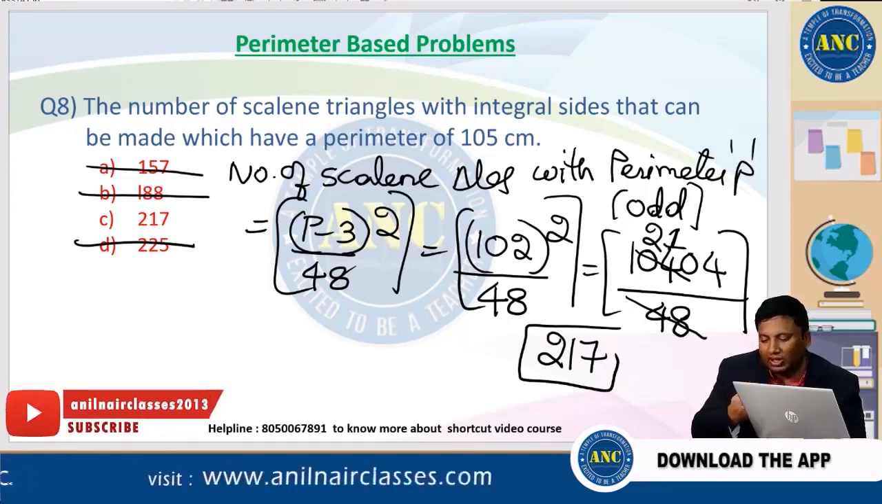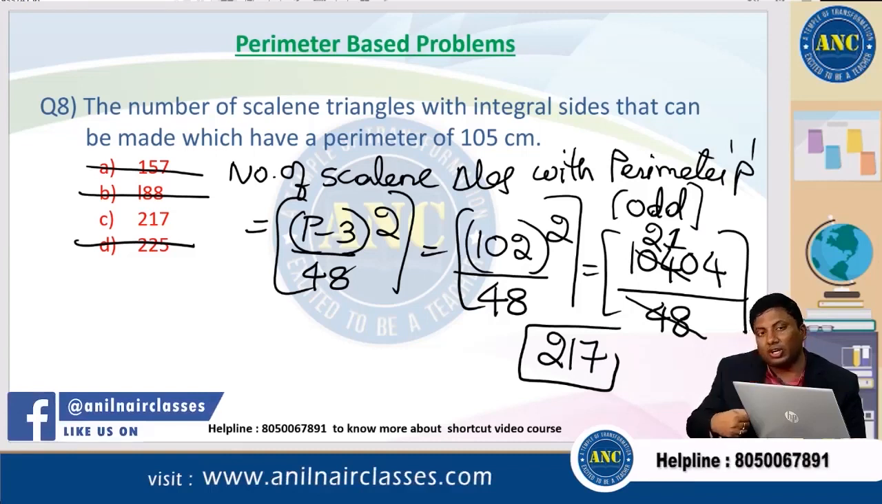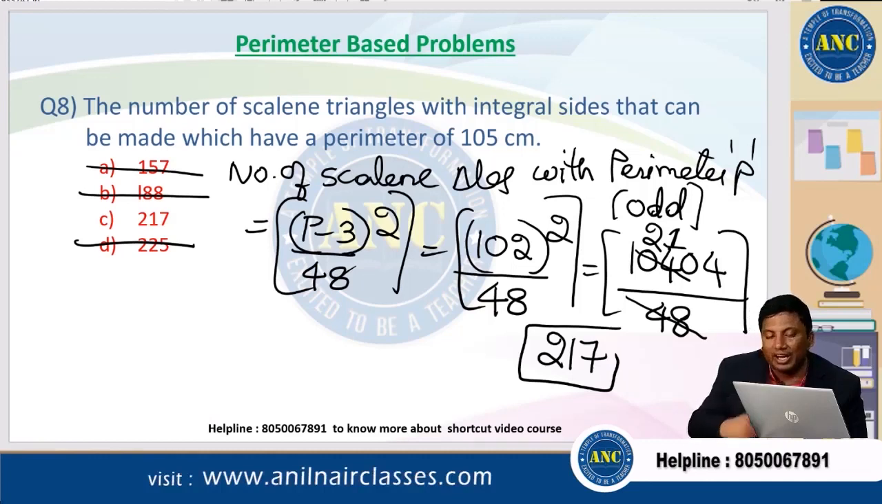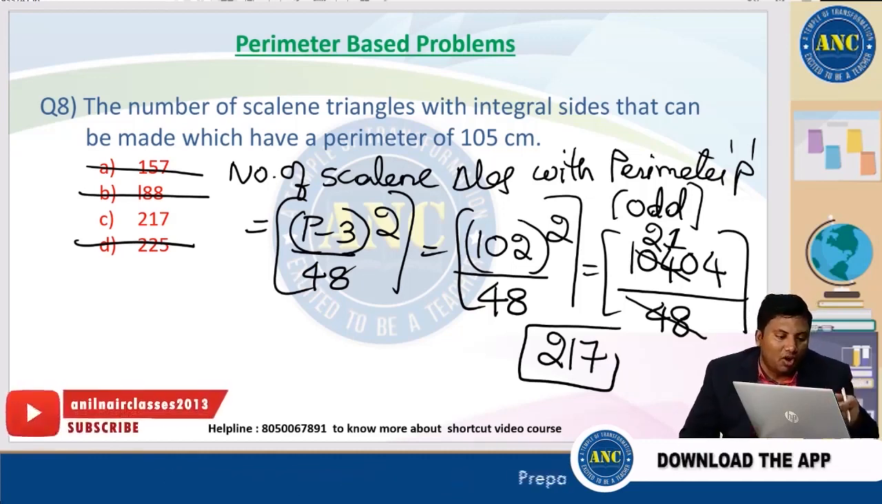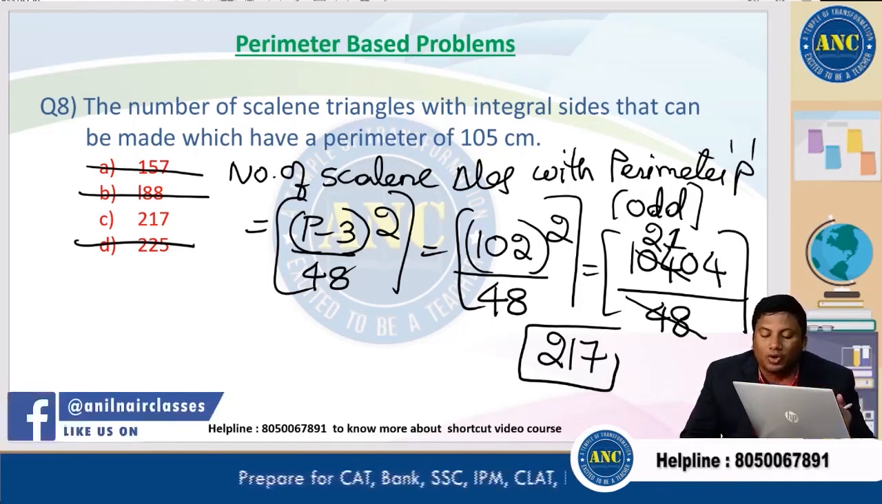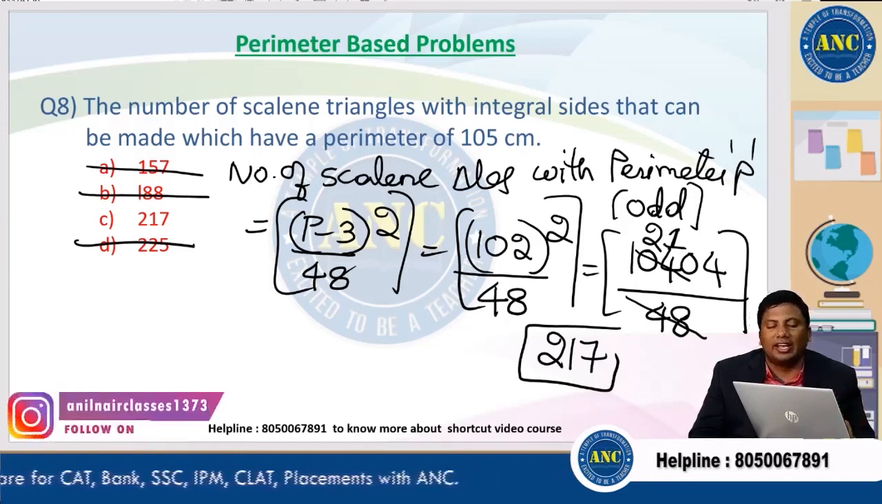Just keep an eye on the answer options. If all the values are in the range of closer to 210 and everything, then finding the square will be helpful. Otherwise, you can play around with the few options. All the options are very far from each other, so you don't need to actually calculate it. Just a little smart observation, you will get the answer.